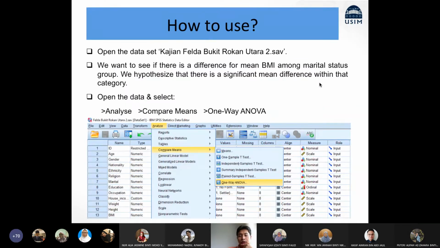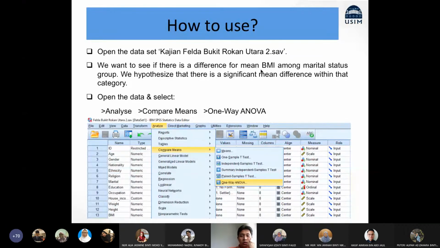Alright, and then how to use? Okay, simple je. Siapa-siapa yang ada SPSS, you can start to open your data set. Okay, kajian pendapatan antara dua. So our objective is we want to see if there is a difference for mean BMI among marital status group. So we hypothesize that there is a significant mean difference within that category.